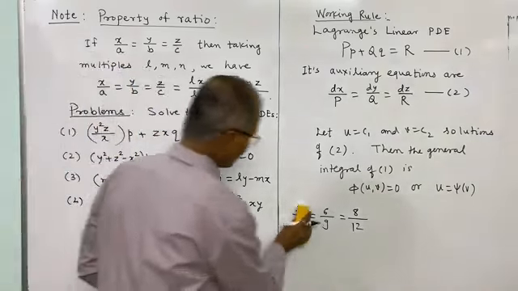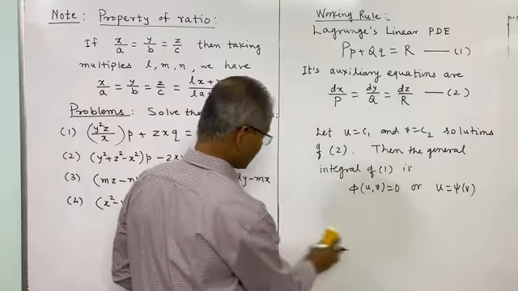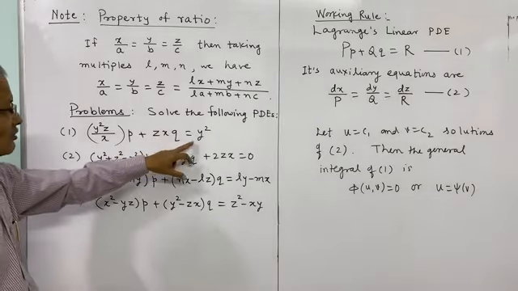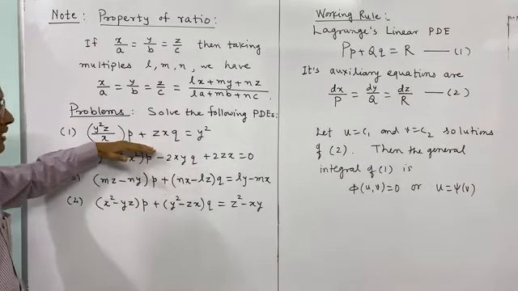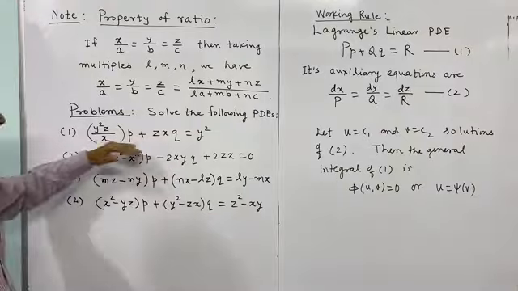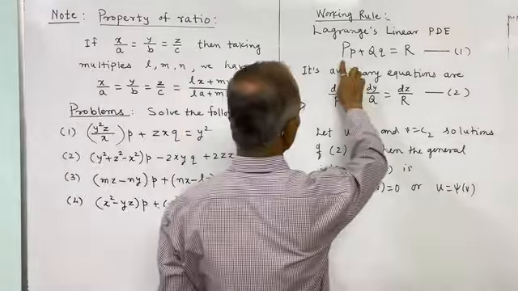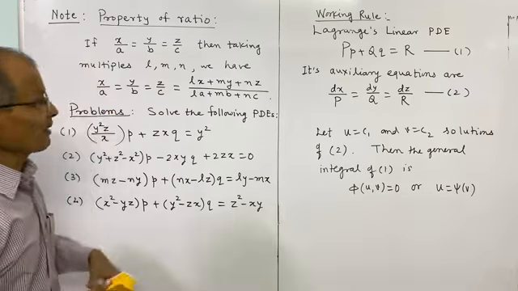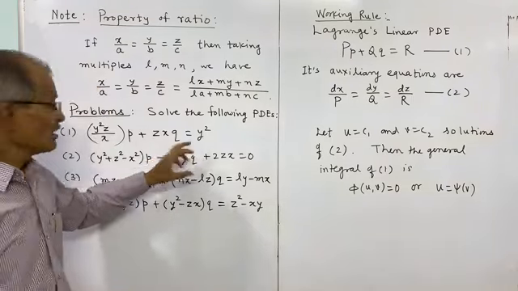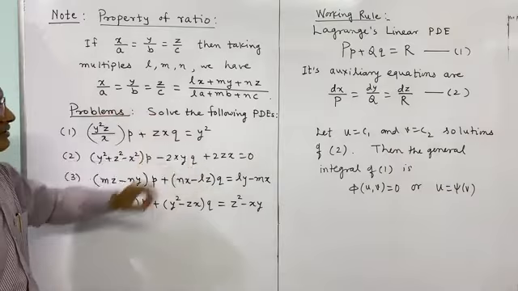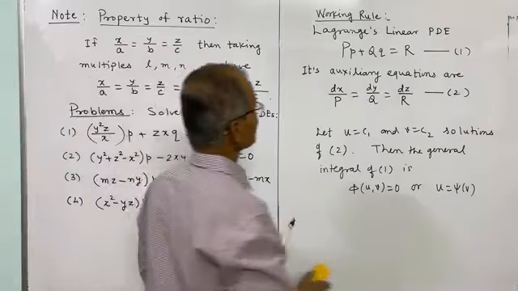Now these are some problems I have listed here. We will solve these problems one by one. Solve the following PDEs. The first is y square z divided by x into p plus zx into q is equal to y square. This is Lagrange's linear partial differential equation, because it is of the type capital P into p plus capital Q into q is equal to R, where capital P is this value, capital Q is z into x, and capital R is y square.